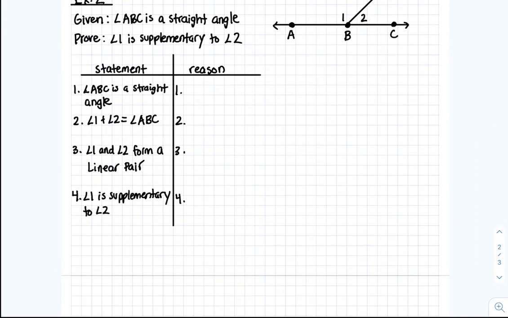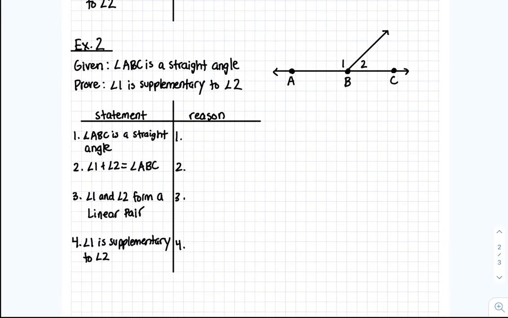Okay, so here's example 2. And again, pause the video, you guys, so that you can get it all written down, and then you can listen to my words to really comprehend what's going on. Okay, given angle ABC is a straight angle, prove angle 1 is supplementary to angle 2. So we have 1, and it says angle ABC is a straight angle. Well, that's given.